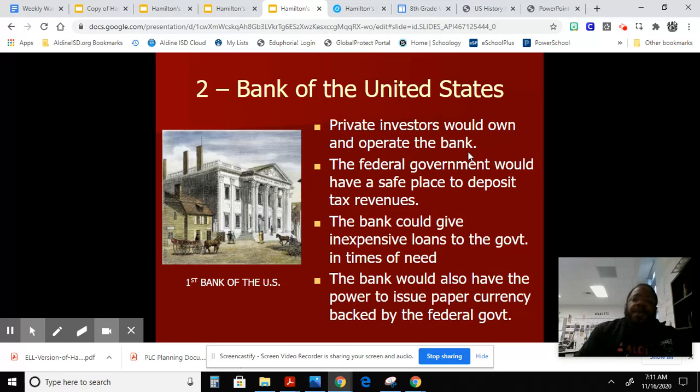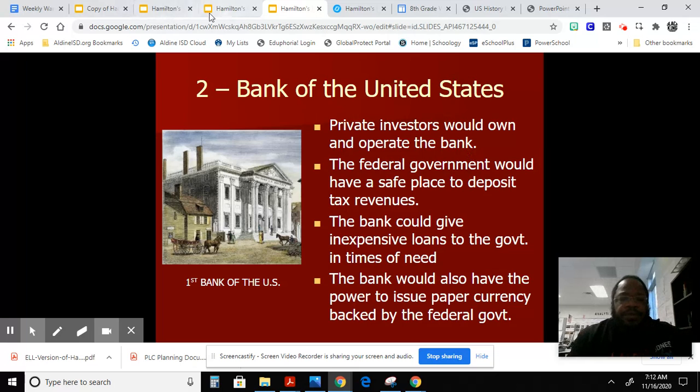And so the Bank of the United States, private investors would own and operate the bank. The federal government would have a safe place to deposit tax revenues. The bank could give inexpensive loans to the government in times of need. And the bank would also have the power to issue paper currency backed by the federal government.